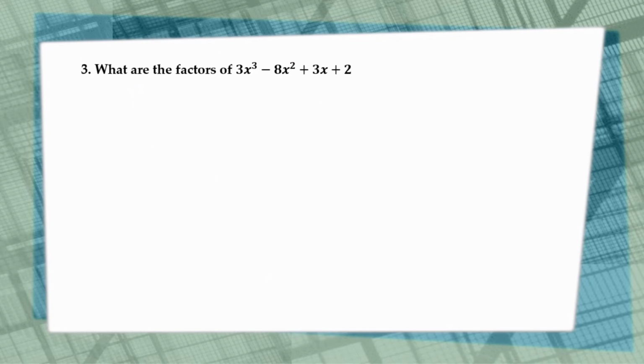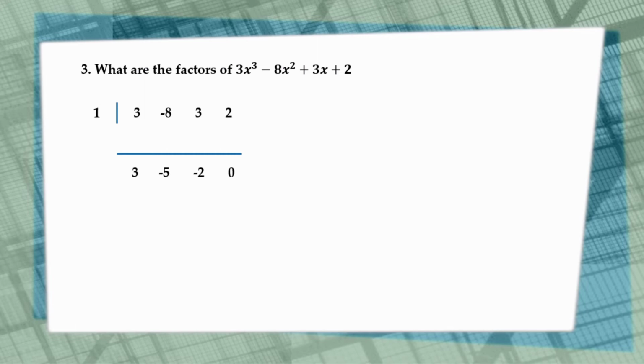Number 3, what are the factors of 3x cubed minus 8x squared plus 3x plus 2? So again, by synthetic division, bring down all the coefficients. Then I'll choose positive 1 since 1 is one of the factors of the constant term 2. Then divide using synthetic division.